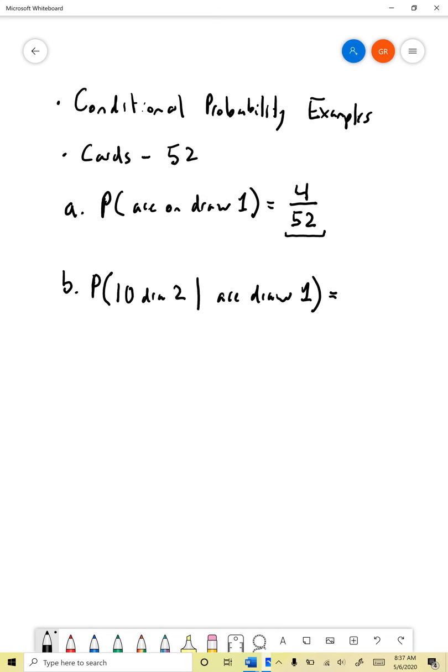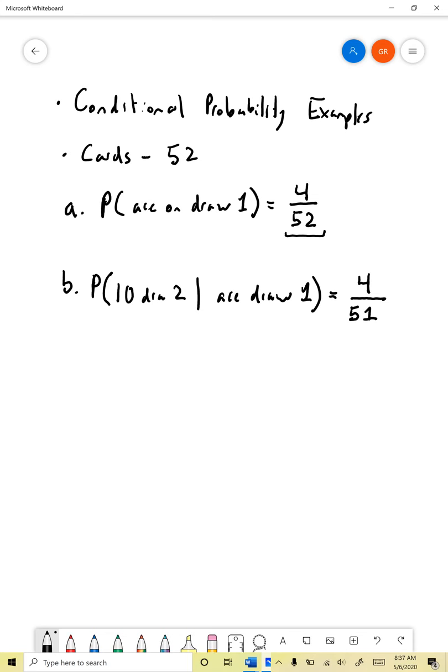Well, how many cards in total are left in the deck by the time we get to draw 2? Only 51 cards, because we've taken out that card that we drew first. So we have 51 cards total left in the deck. How many of them are 10s? Well, supposing that we drew an ace on the first one, there's still going to be 4 10s left in the deck. So the chance of drawing a 10 on the second draw is going to be 4 out of 51.